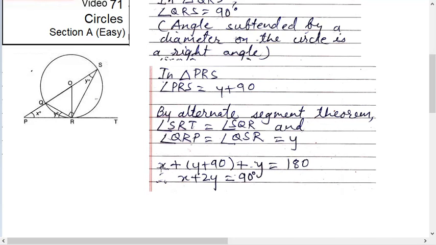Therefore, what happens now? X plus Y plus 90 plus Y equals 180. Why? Because of triangle PRS. X plus Y plus 90 plus Y equals 180. Therefore, X plus 2Y equals 90 degrees.